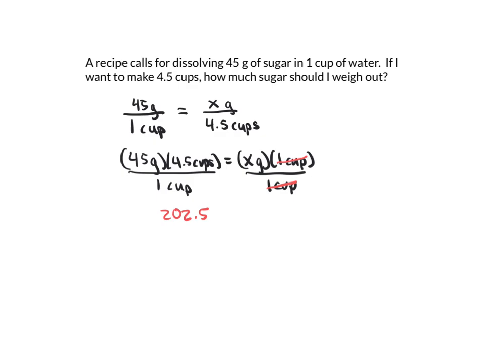202.5, and let's look at our units here. Cups goes out with cups, and so this is grams. So x grams is 202.5 grams, so what I need to use is 202.5 grams of sugar.